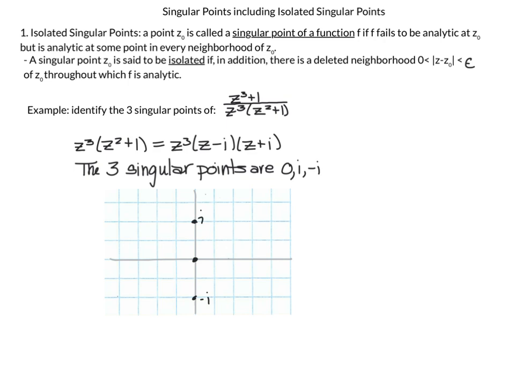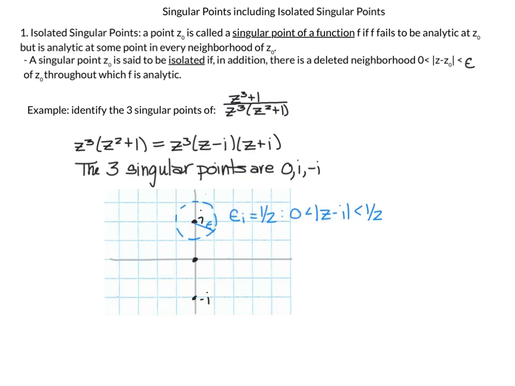I'm going to claim that all three of these points are isolated singular points, and to show this, I need to find a deleted neighborhood for each of these points. So I need a deleted neighborhood for i, a deleted neighborhood for 0, and a deleted neighborhood for negative i, such that the deleted neighborhood is analytic throughout. So let's look at i first.